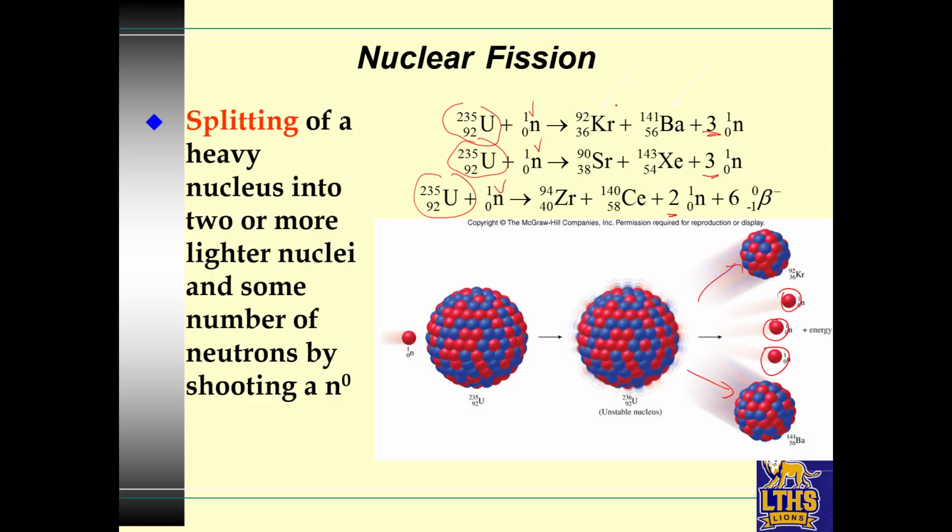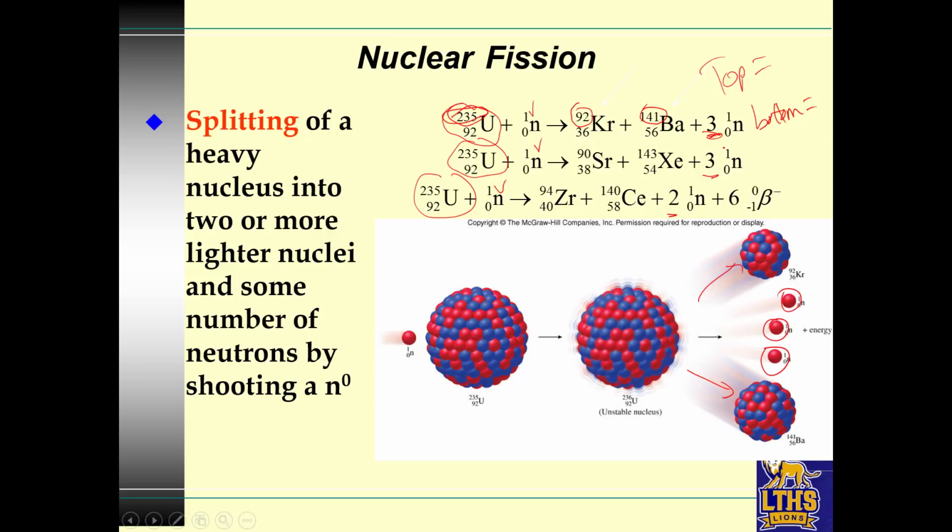And what you get are smaller nuclei. What do I mean by smaller? See how this number 235 is the biggest number of mass? These are all smaller than 235. Now the top numbers will add up. 235 plus 1 is 236. 92 plus 141, notice there's a 3 here, plus 1 plus 1 plus 1 is 236. Okay, so the top will equal, and the bottom will equal on both sides. 92 plus 0 equals 92, 36 plus 56 plus 0 is 92.